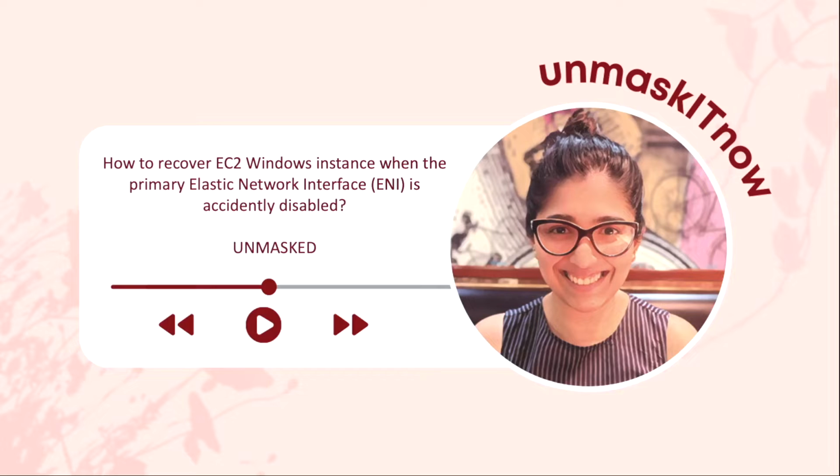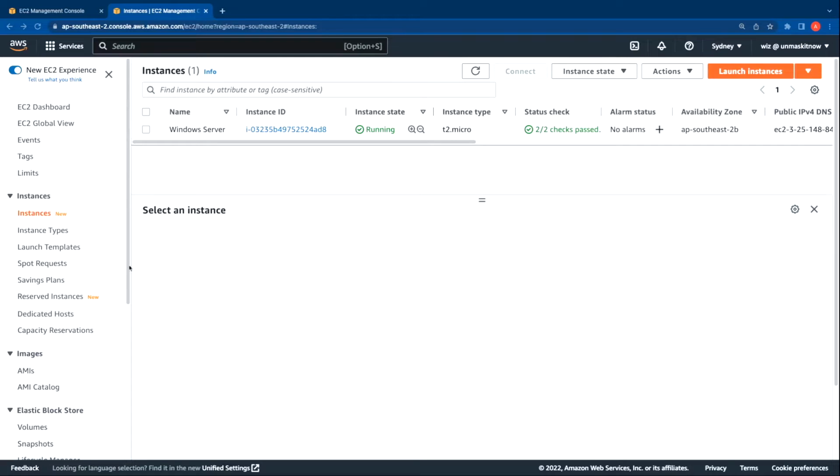In today's episode, we'll look into the steps to recover an EC2 Windows instance when its primary elastic network interface, or NIC on Windows, is disabled. Let's switch over to the AWS console.